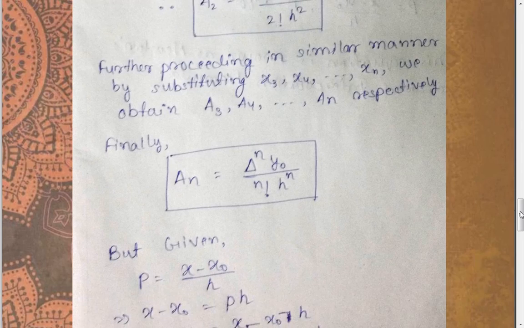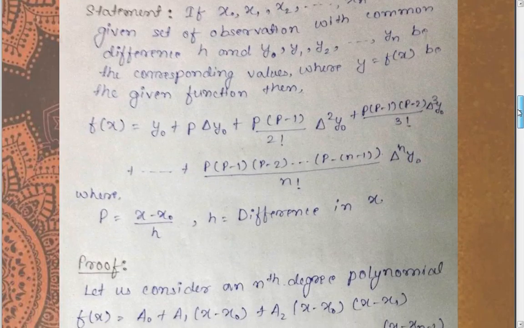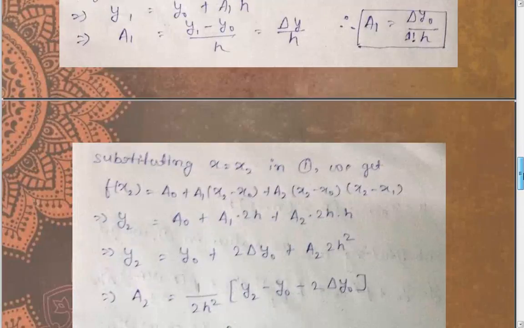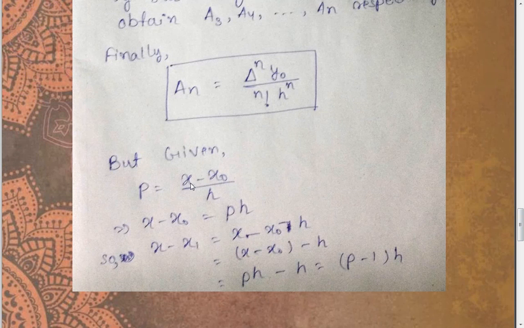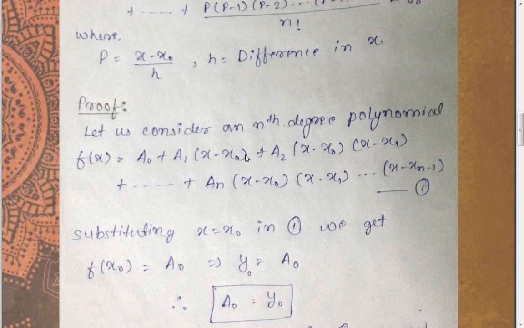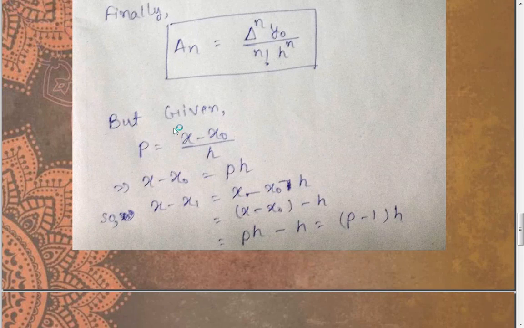Now as we were given in the statement that p is equal to x minus x naught by h, what we do here is, you see p is equal to x minus x naught by h, from where we get x minus x naught is equal to p of h. Similarly, to find all these values of the function, you see here all these bracket terms, you have to find the values for these bracket terms. To do so, we use this expression.